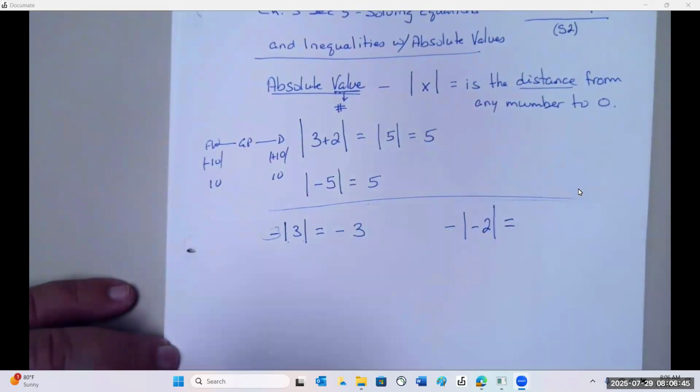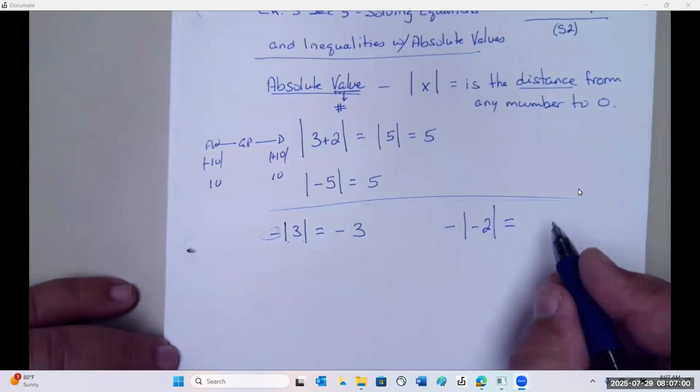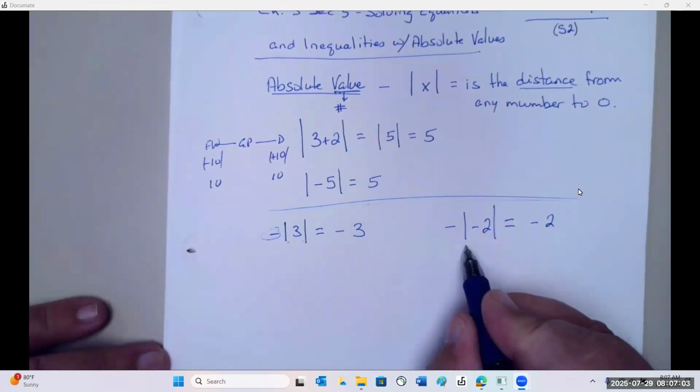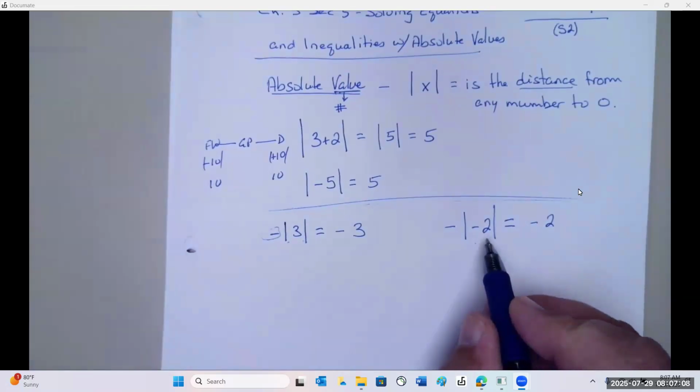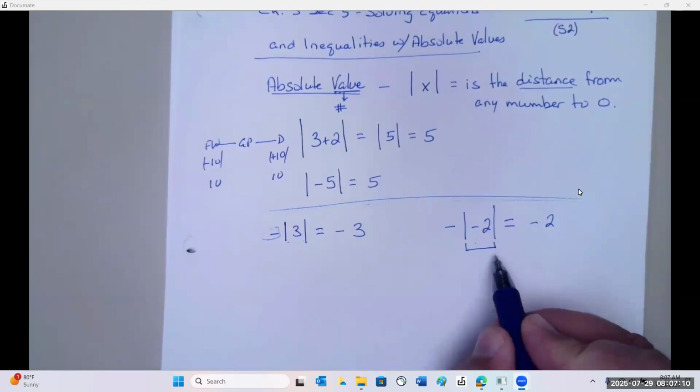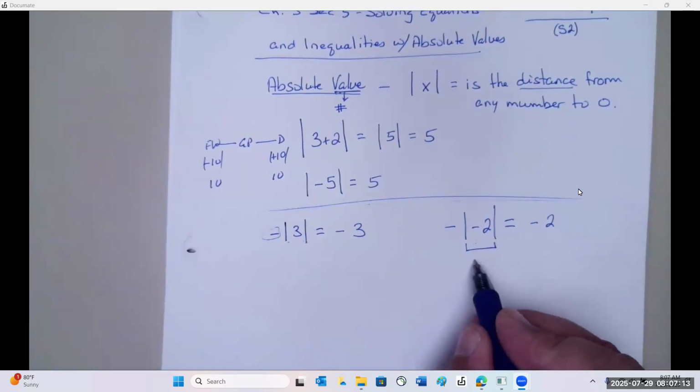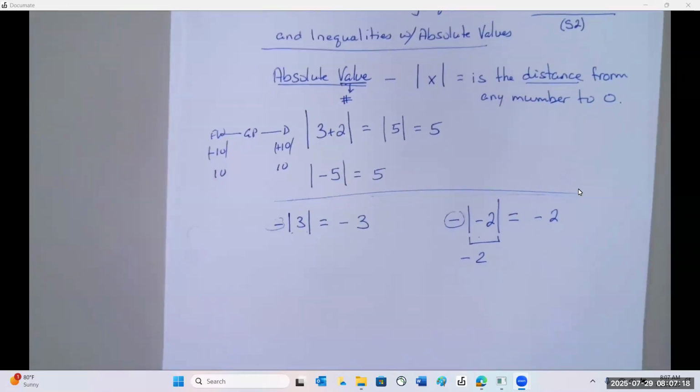How about the negative of absolute value of negative 2? What's that going to be? No. Think of order of operations. It's going to stay negative 2. Because first thing you have to do, can you do anything inside the absolute values? Can you do anything inside there? No. It's just a number. So what is the absolute value of negative 2? 2. And the negative stays out there. So the answer is negative 2. You cannot distribute inside there.